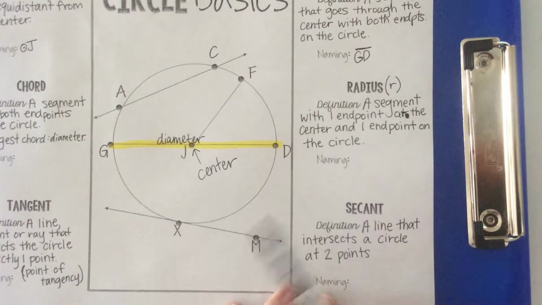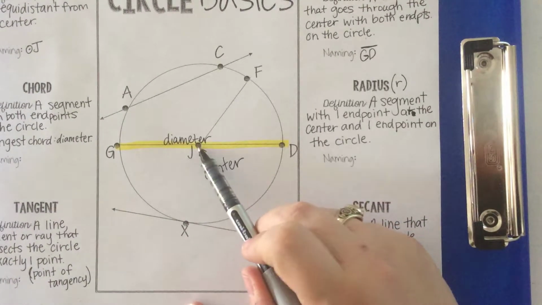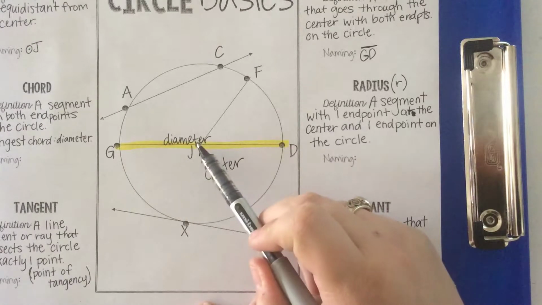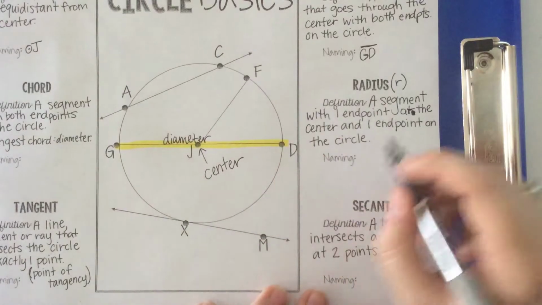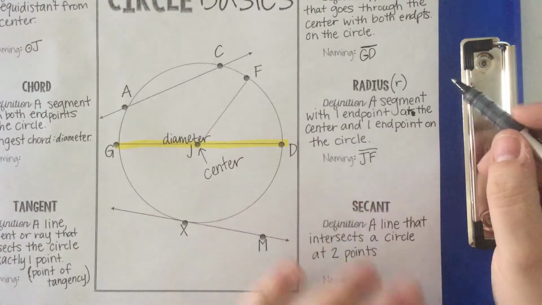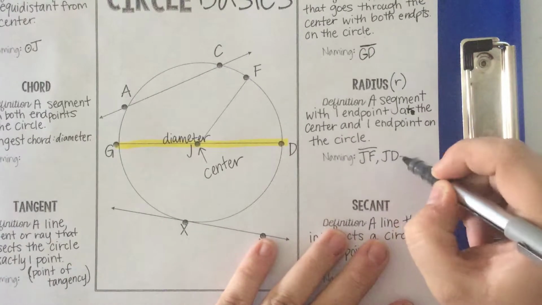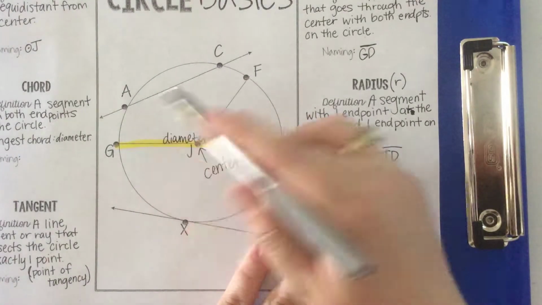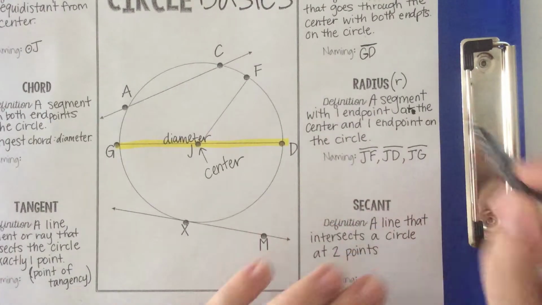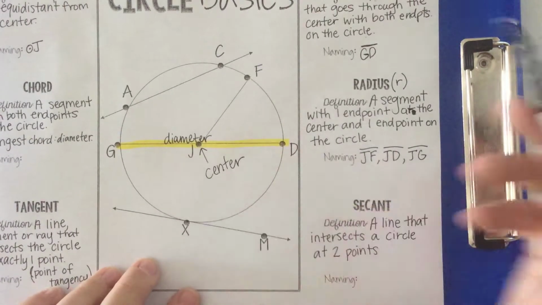Now we have a couple different radii in this picture, but we need to start at the center no matter what. So the center is J, and then we're going to a point that's on the circle. So we could go from J to F, and that would be 1 radius. Okay, we also have from J to D, and we have from J to G that is also drawn in. Now, we could have some other radii in this picture that they didn't draw in. One of those would be from J to X down here.